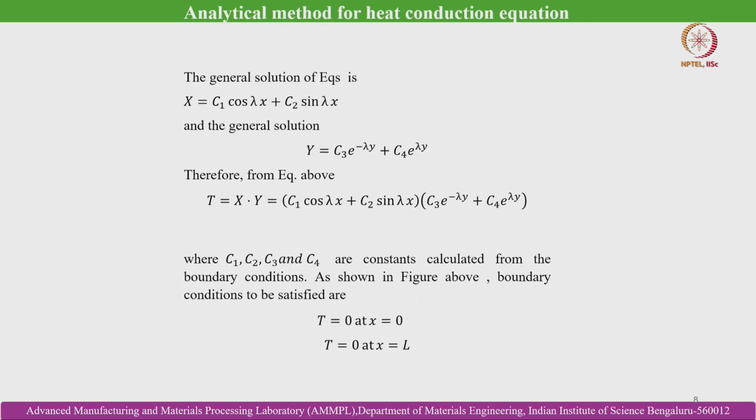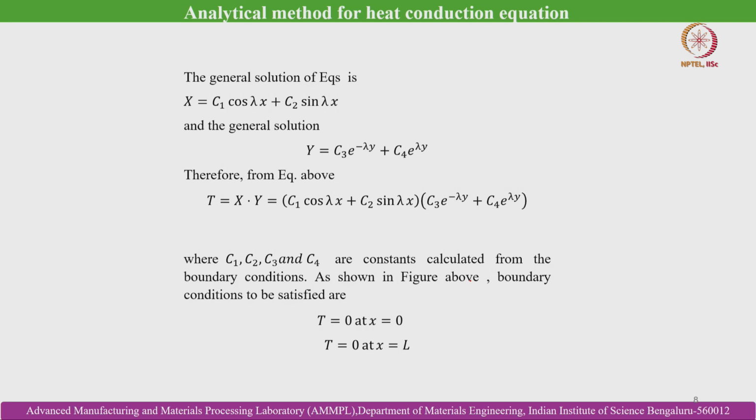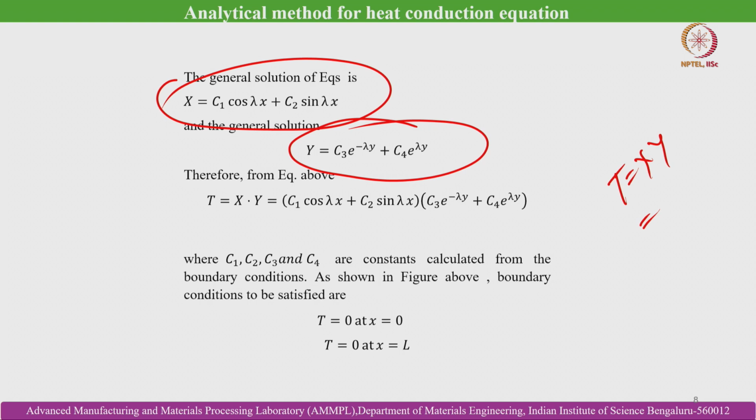Now, the general solution of the equations shown over here. If I term them as equation set 3, then the general solution for capital X is equal to C1 cos delta x plus C2 sin delta x, and the general solution for capital Y is equal to C3 e to the power minus delta y plus C4 e to the power delta y. Therefore, because we know that T is equal to capital X into capital Y, and we have identified the general solutions for capital X and capital Y, we can readily write capital T is equal to C1 cos delta x plus C2 sin delta x multiplied by C3 e to the power minus delta y plus C4 e to the power plus delta y, where C1, C2, C3 and C4 are constants calculated from the boundary conditions.